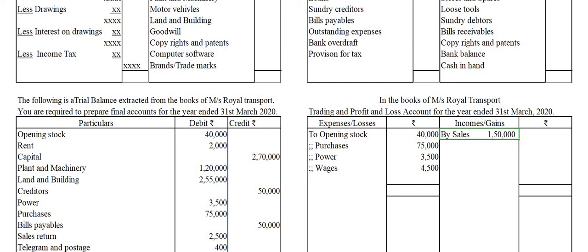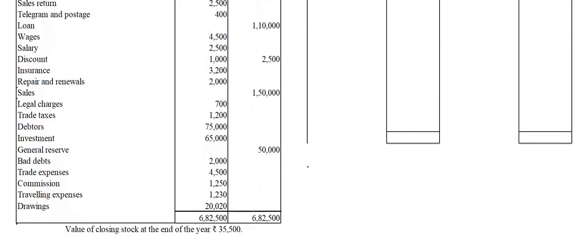Sales return is there, so we have to write it in the sales inner column. Sales return is 2,500, that we can write as less returns. You can write less sales returns. Here, because of space shortage, I have written only returns. So 1,50,000 minus 2,500, total 47,500.